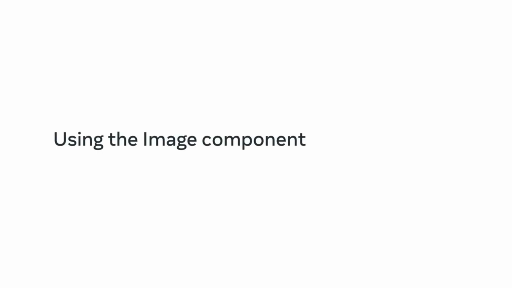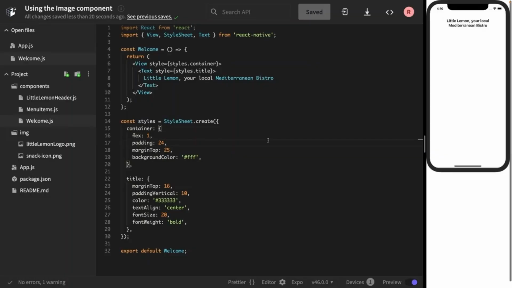Good work! In this video, you'll find out how to use the image component to place an image in a React Native app. I have a welcome page for the Little Lemon app with some text at the top that reads, "Little Lemon, your local Mediterranean bistro." It's not too exciting, so I want to add the Little Lemon logo to it as well, which I'll do by using the image component. Let's find out how to do that.